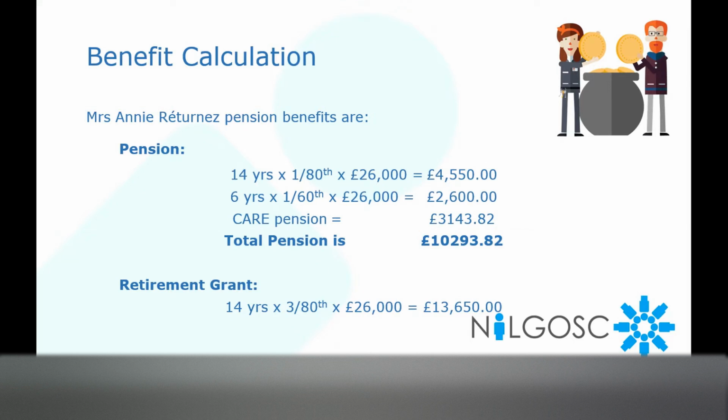£10,293.82. What she does have built into the scheme as well, because she has that pre-April 09 service, she automatically has the entitlement to 3/80ths as a tax-free retirement grant. So as we can see, for the 14 years times 3/80ths times £26,000 gives her a one-off lump sum payment of £13,650.